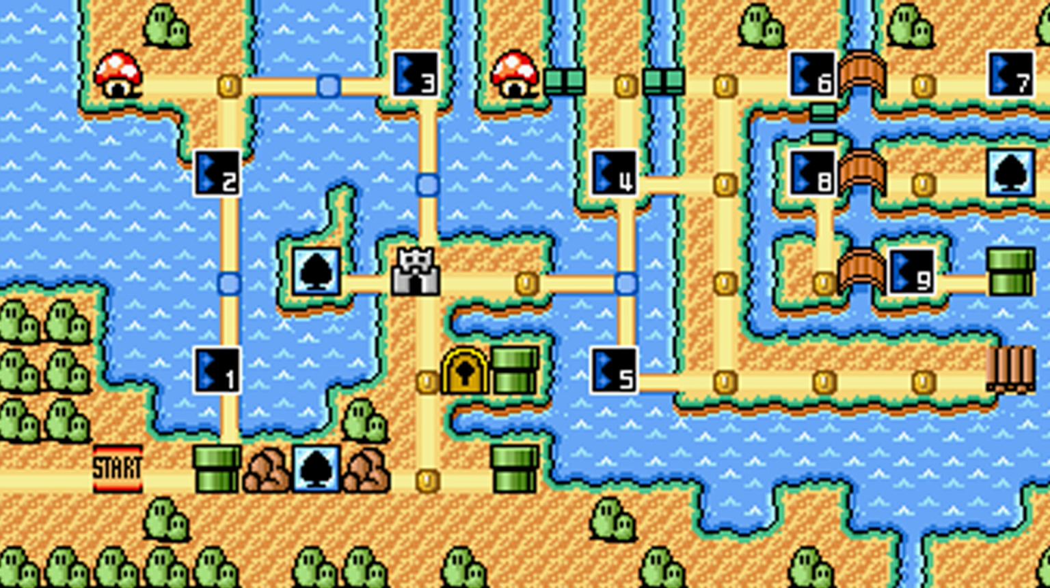The music used on the world map screen for World 3 of Super Mario Bros. 3 was created by Nintendo veteran composer Koji Kondo.